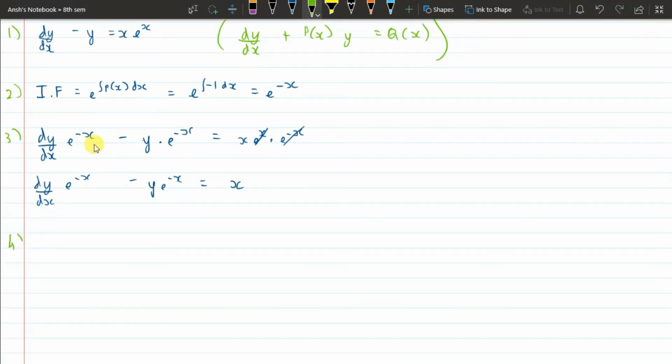Now we go to the fourth step. The fourth step was rewriting the left hand side as a derivative of product of two functions. Now, like I said, the first function will always be y that we want to find out, and the second function will be the coefficient with the derivative term. So in this case, it's e raised to minus x. And you can always check this for yourself, and I think it's a good exercise as well.